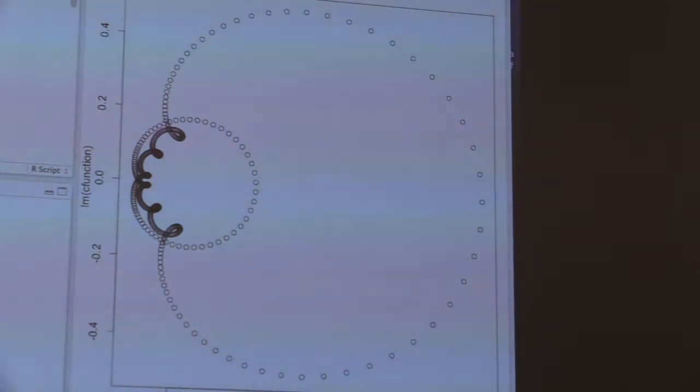That is a coding of my credit risk model. These are real numbers. These are imaginary numbers. And this is my credit risk model.